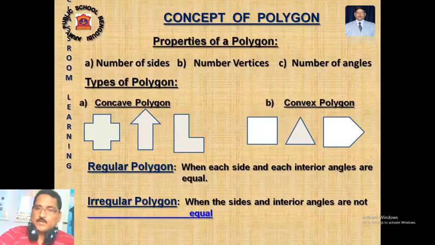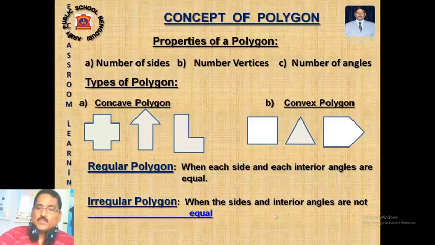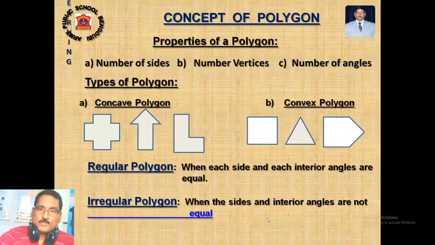This is a pentagon. Sides are equal, but angles are not equal. That's why it is an irregular convex polygon. That means when sides are equal but interior angles are not equal, that convex polygon is called an irregular convex polygon.